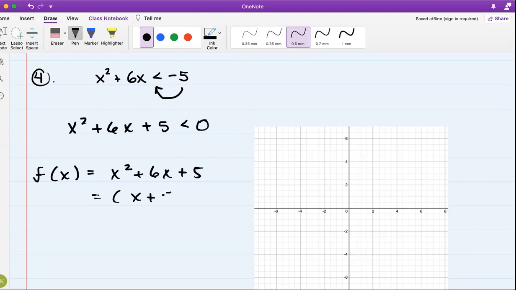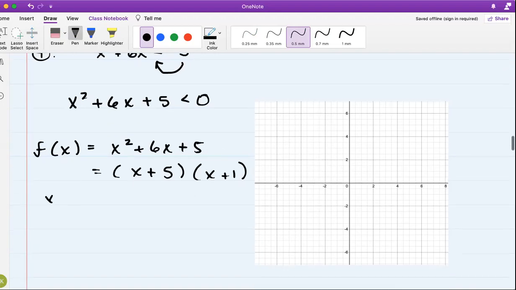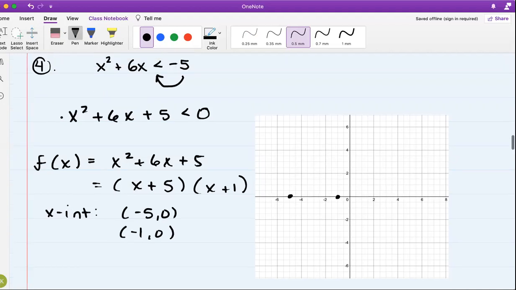I believe this factors into x plus 5 and x plus 1. So I can see right off that the x-intercepts are negative 5, 0, and negative 1, 0. So let's plot those. And I can also tell that the coefficient in front of the x squared is a positive 1. So the vertex is halfway between these two and sits below somewhere. Again, this is a guess. And that we're pointing upwards.